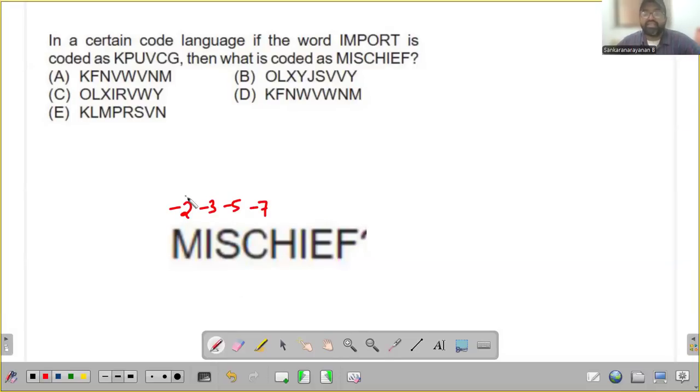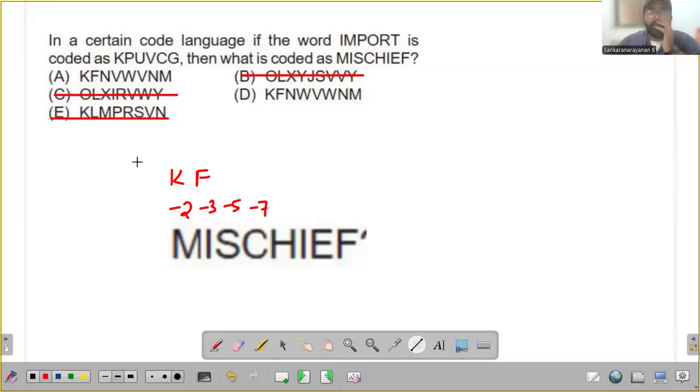So M minus 2, what is that? M is 13. 13 minus 2 is 11. So you can see that it should start with the letter K. I can see that thus option B is eliminated. Option C is eliminated. I is 9. 9 minus 3 is equal to 6, which means the second letter has to be F. Okay, so that helps me to eliminate option E.